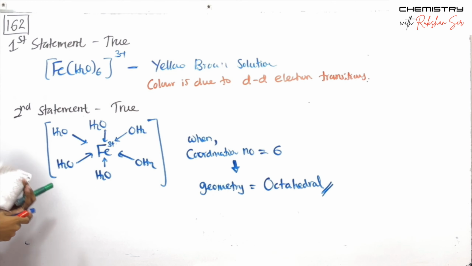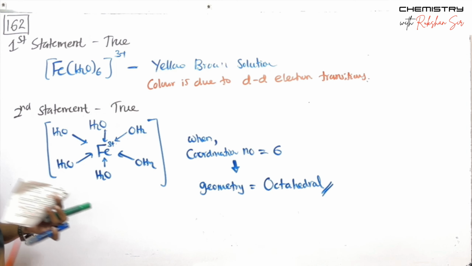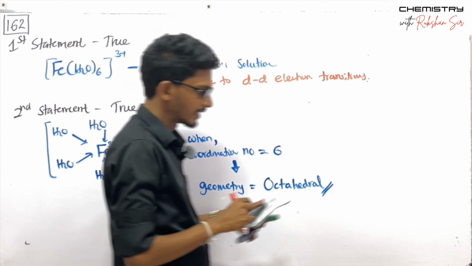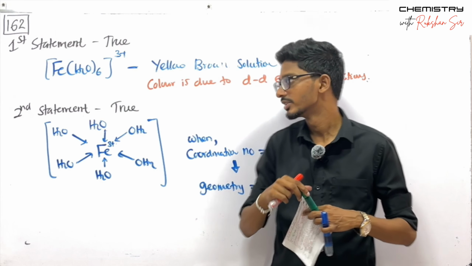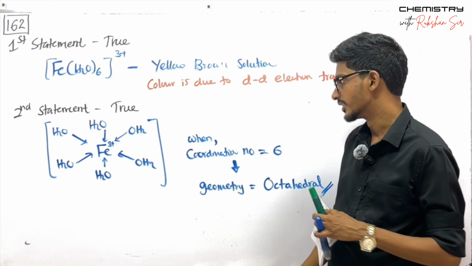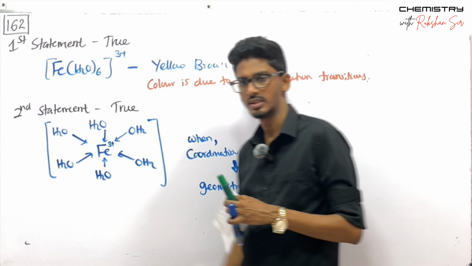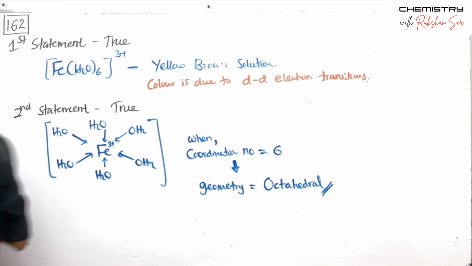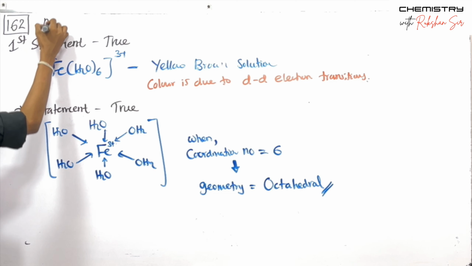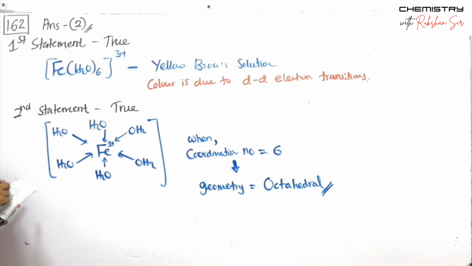So in a ligand field, the d subshell is split into two sections, so that d-d transitions can occur. That is how the color originates. So geometry is a different thing, right? Two different things. So the answer is answer number 2. The second one does not explain the first one properly. So that is the review for the 162.